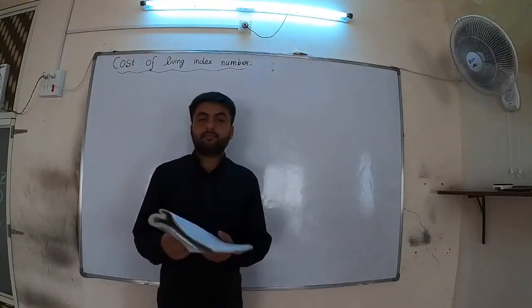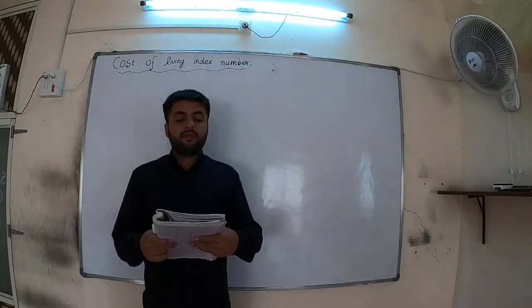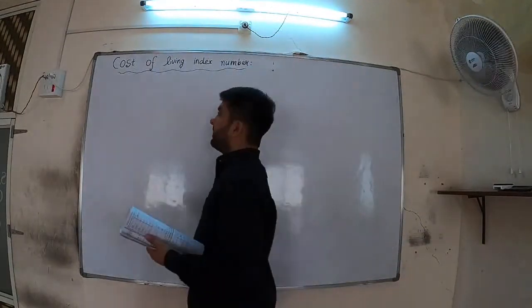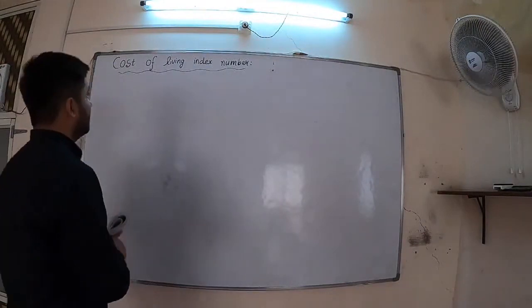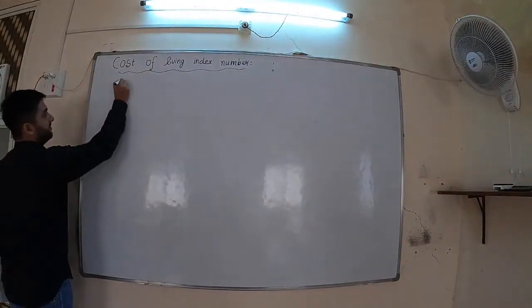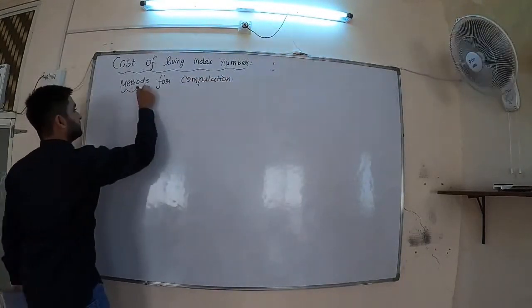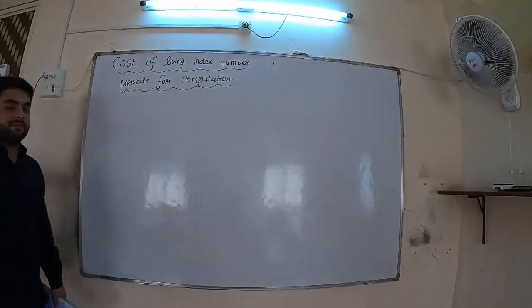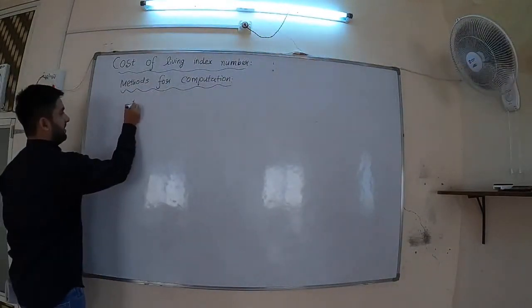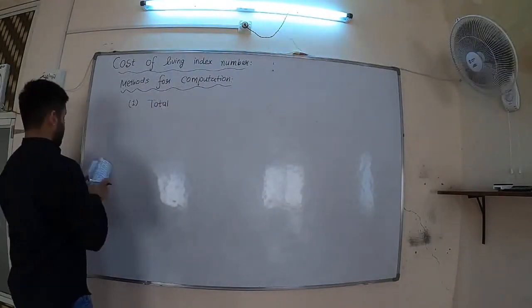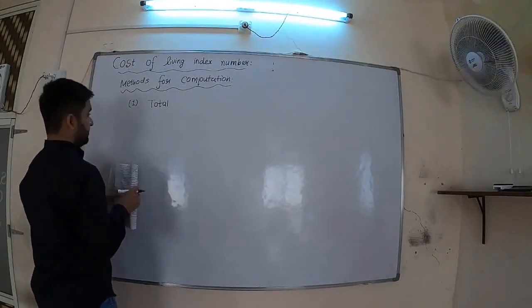Now on page number 32, two methods of assigning explicit weight are as follows. We don't need to write explicit weight, you need to write cost of living index number and methods for computation. Okay. Now the name of the first method is total expenditure method.